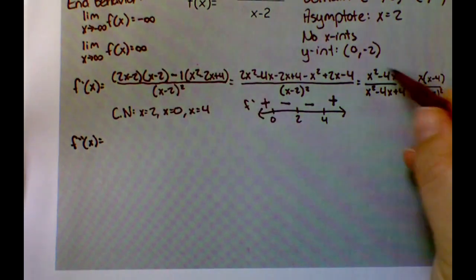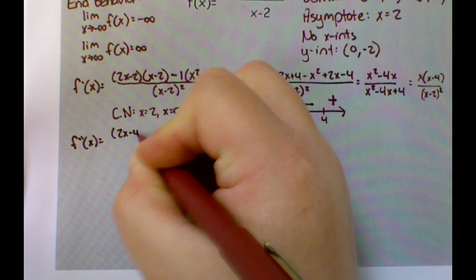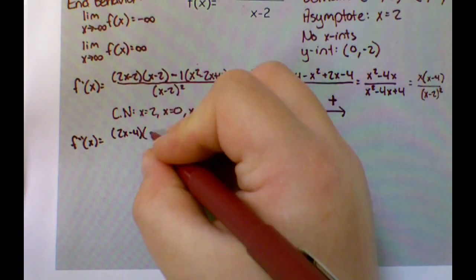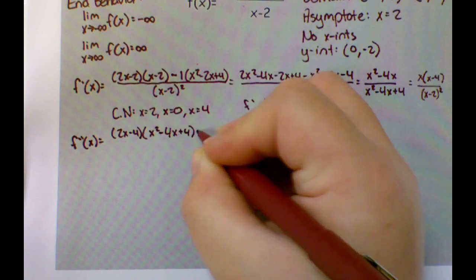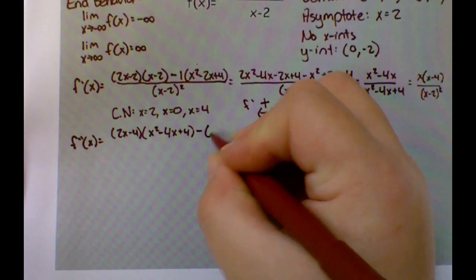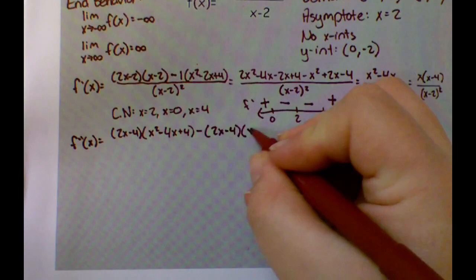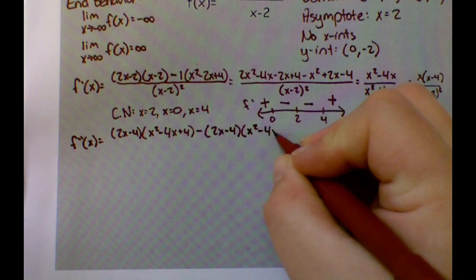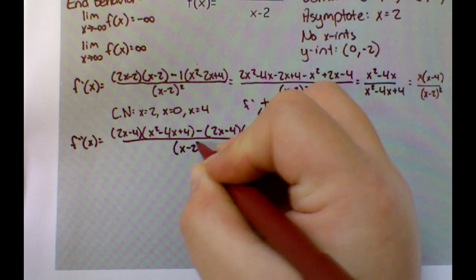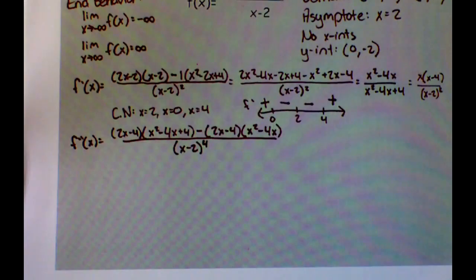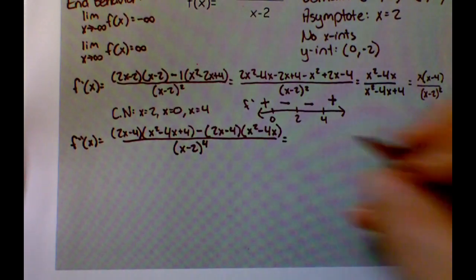Now we find our second derivative. I take the derivative of the numerator of the first derivative. I get 2x minus 4 times the denominator, x squared minus 4x plus 4, minus the derivative of the denominator, which is 2x minus 4, times the numerator, x squared minus 4x, all over the denominator squared, which we're going to go x minus 2 to the fourth power.